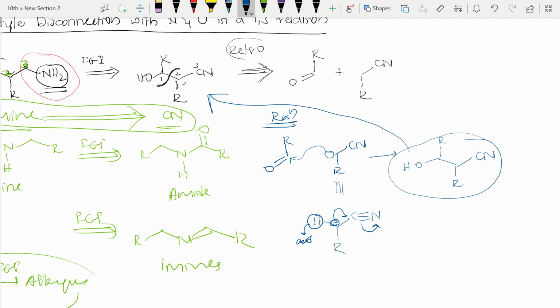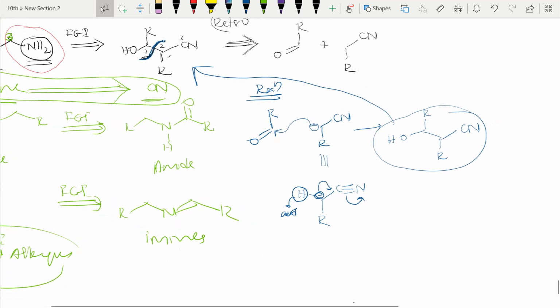So to get the same product, I need to break here only at the 1,2 carbon. If I break somewhere else, we won't get that, right? So this is the chemistry. If you understand that, then it is clear.